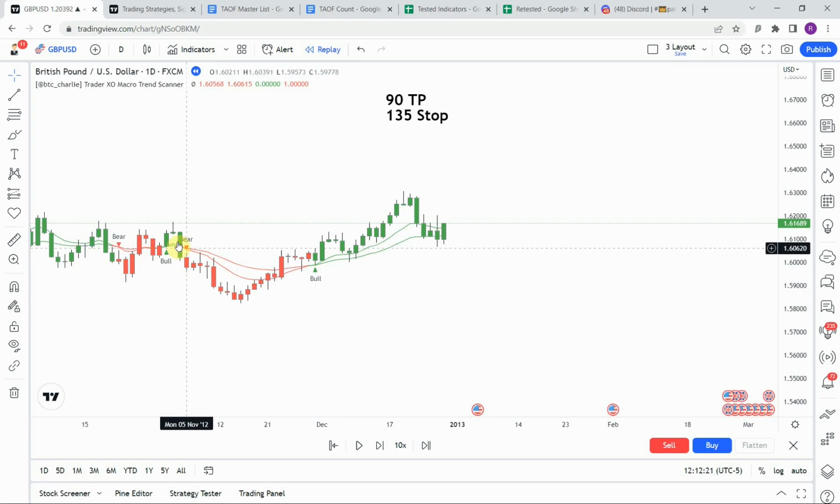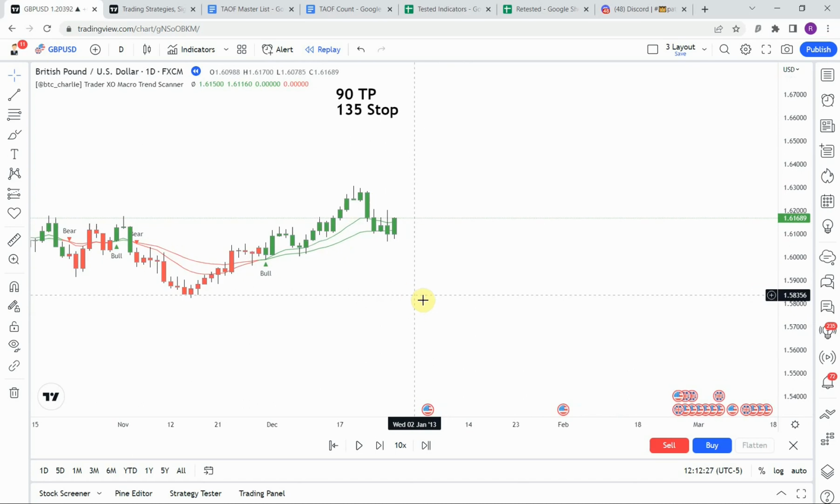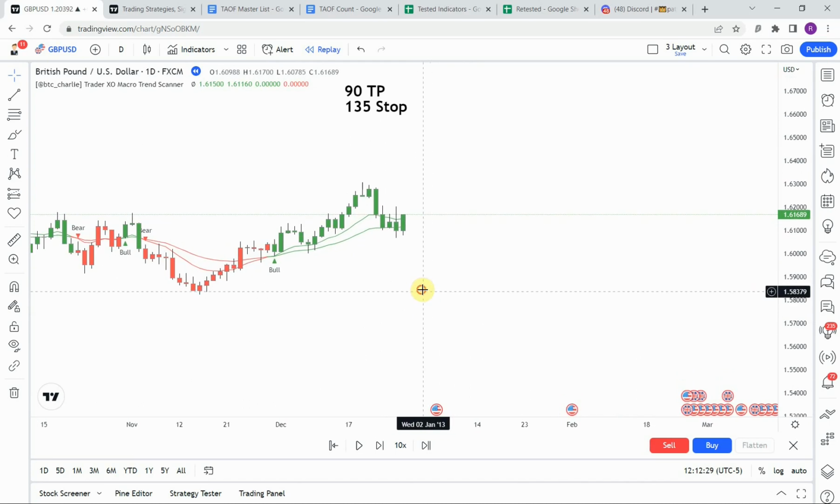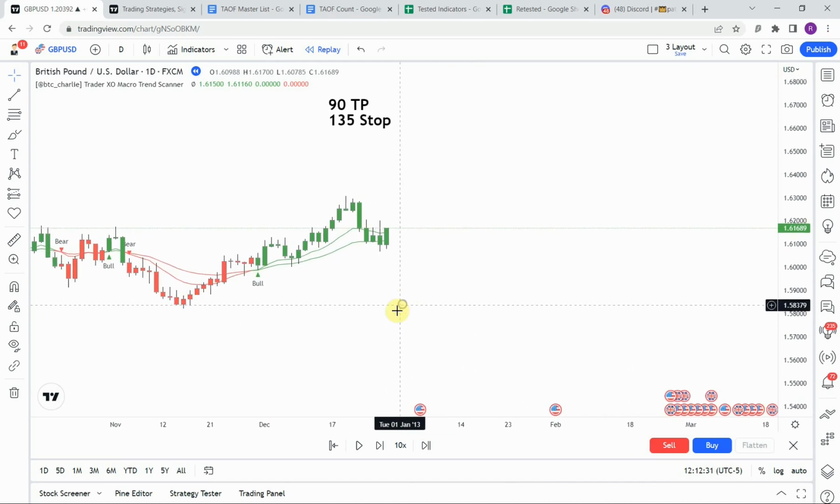And so, like I said, when we get a bear signal, we are going to go short. When we get a bull signal, we are going to go long. And so that's the setup we're looking for. Let's go ahead and get on with the testing and see what we can get out of it.